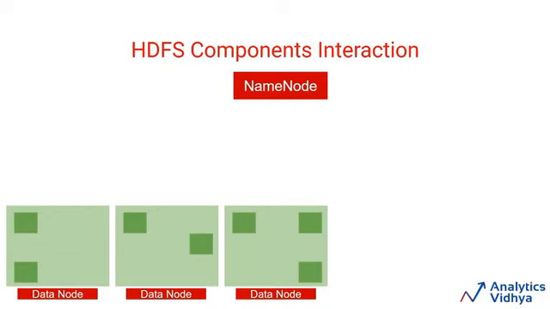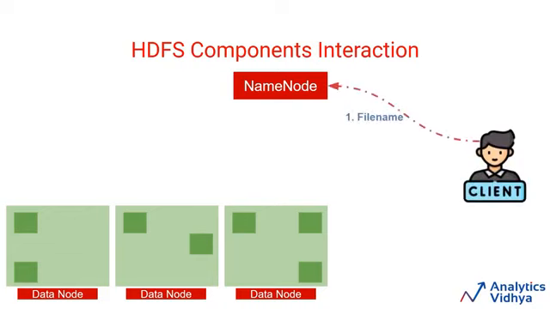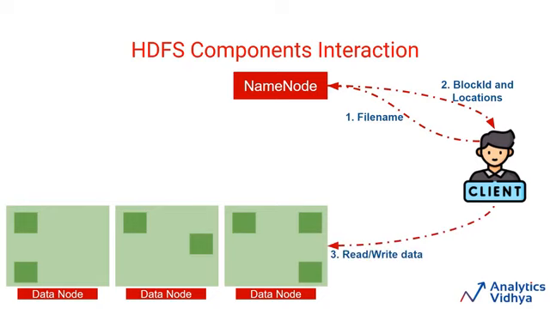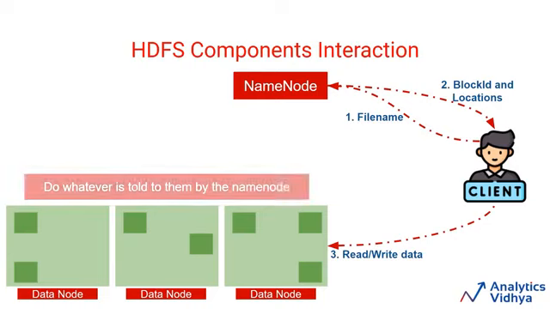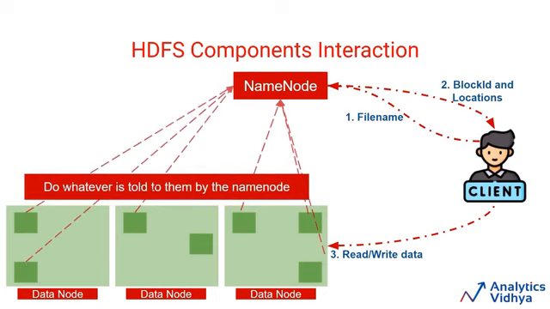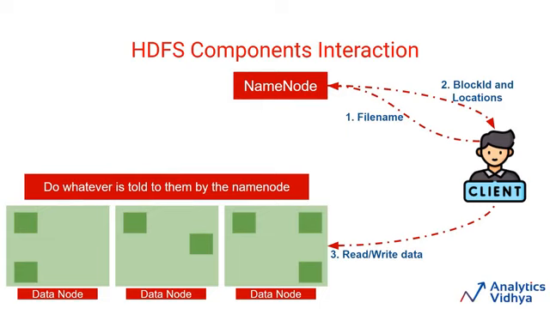Let's see this with an example. Let's say a client wants to access a file and hence contacts the name node regarding the same. The name node acknowledges the client with the block IDs and the location of the data blocks stored across the cluster. The client then communicates with the data nodes, which, on the instruction of the name node, get the required information. So here we see that data nodes are just the workhorses and do whatever is told to them by the name node. The entire storage information of all the blocks is stored on the name node.